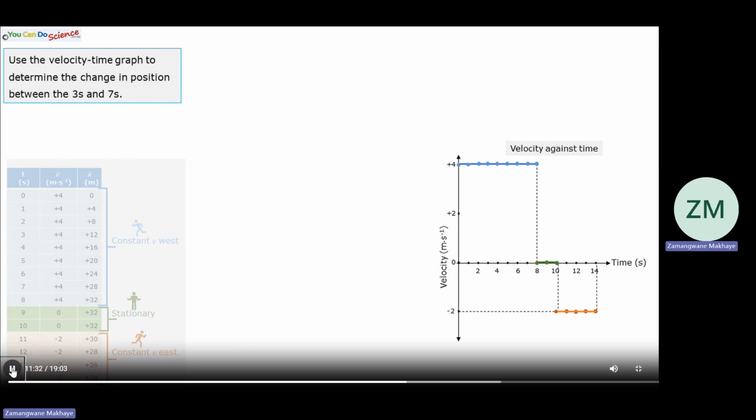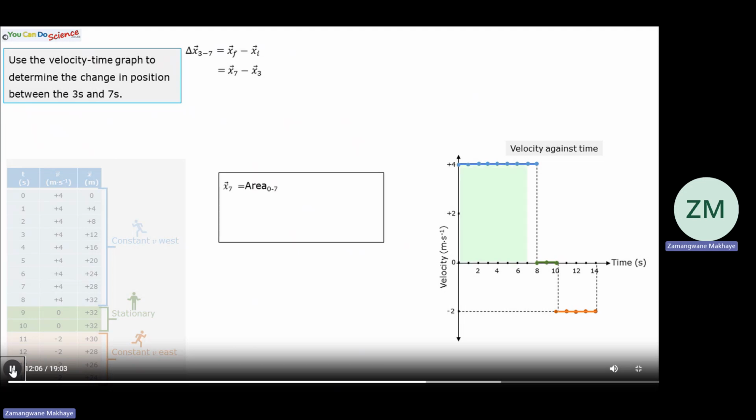The change in position between 2 points can also be calculated from the velocity time graph. Remember, if it is stipulated that you must get the values from the graph, you must use the graph. To get the change in position between the 3rd and the 7th second, the difference between the final position and the starting position must be obtained. The final position is the position at 7 seconds, and the starting position is the position at 3 seconds.